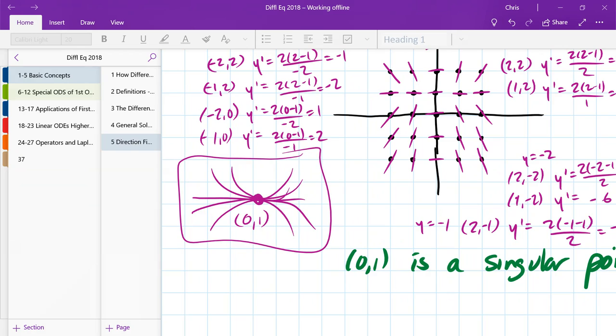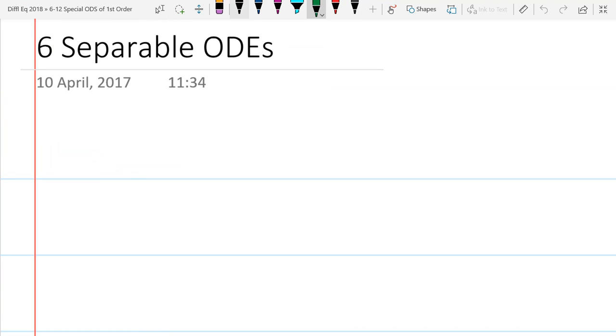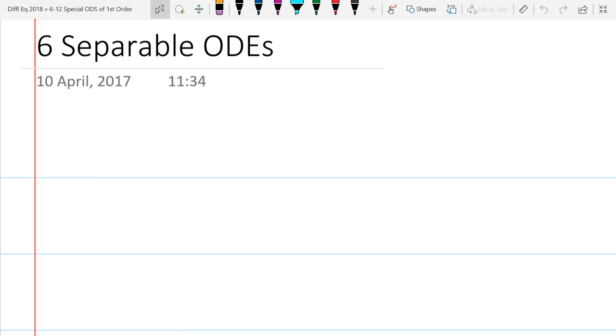So we're jumping into the next section. The entire chapter, I think it's 6 through 10, is called Special Types of Differential Equations of First Order. That's what the entire section is called. We're going to start out with separable equations. So let's start out with the bad news.